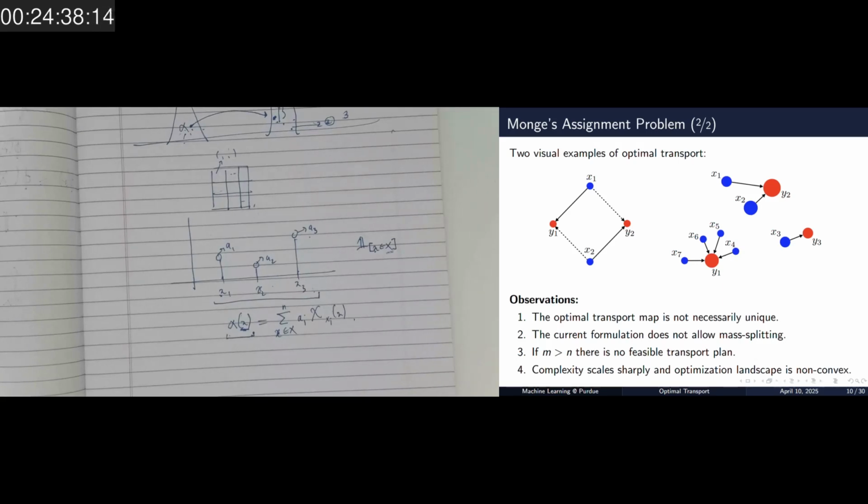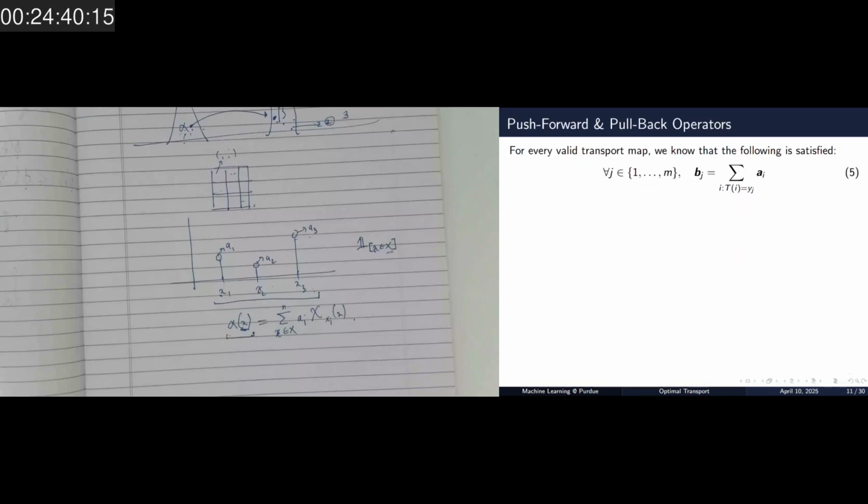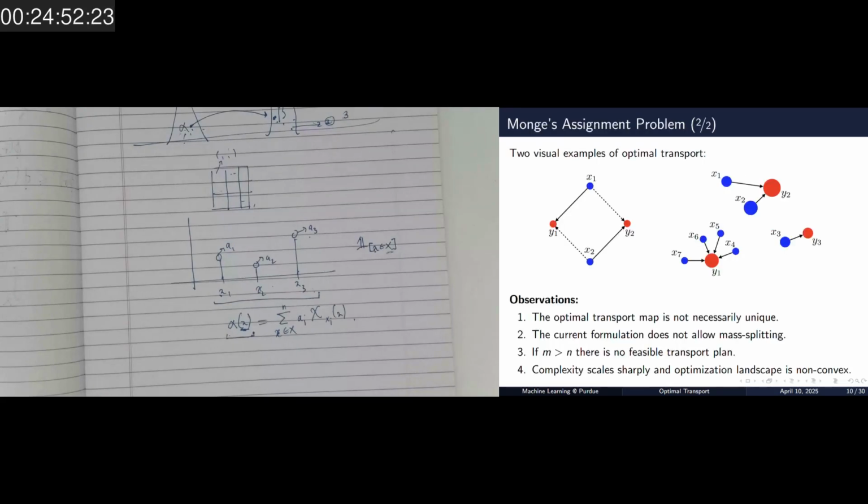And we will find out how to solve this in one fell swoop with the Kantorovich problem in the next slide, or like slide 12. Before that, one additional observation that we did not mention in these first four is that for any valid transportation plan, we have the mass conservation property satisfied, which means that all of the x's that go to a particular y sum up to the mass of that particular y.